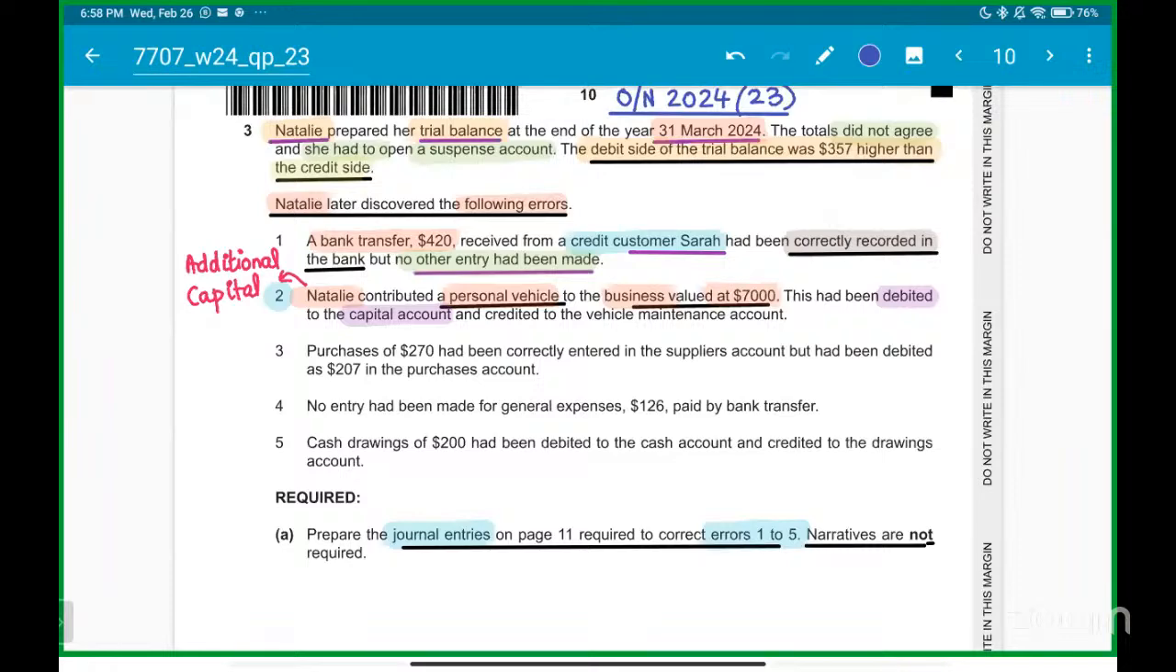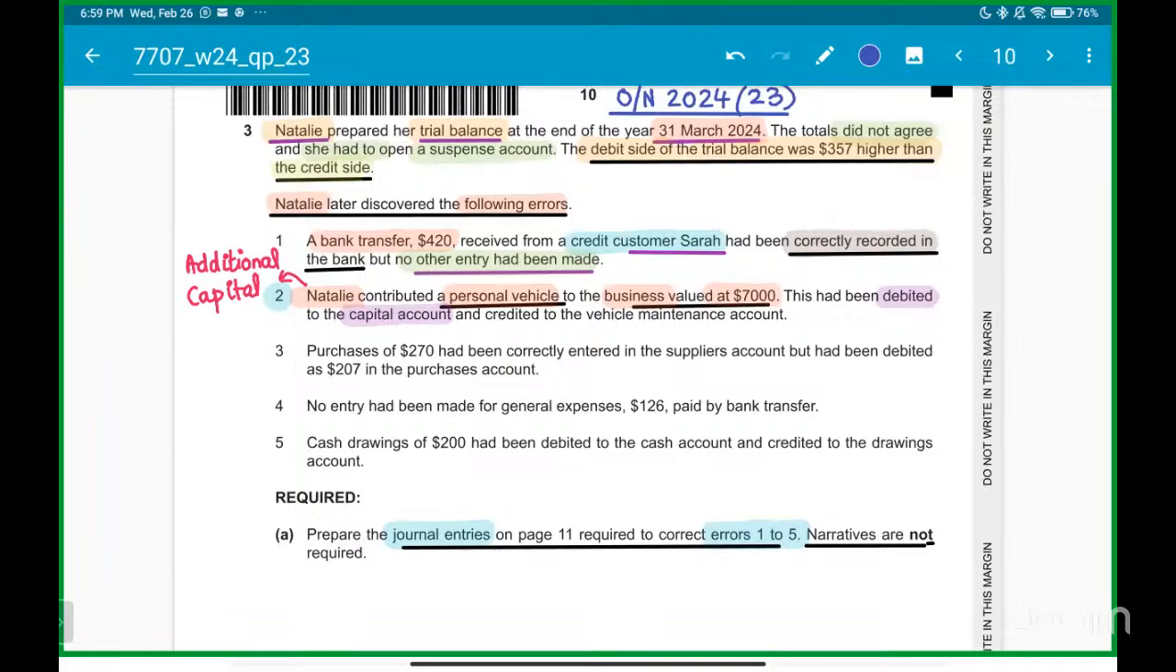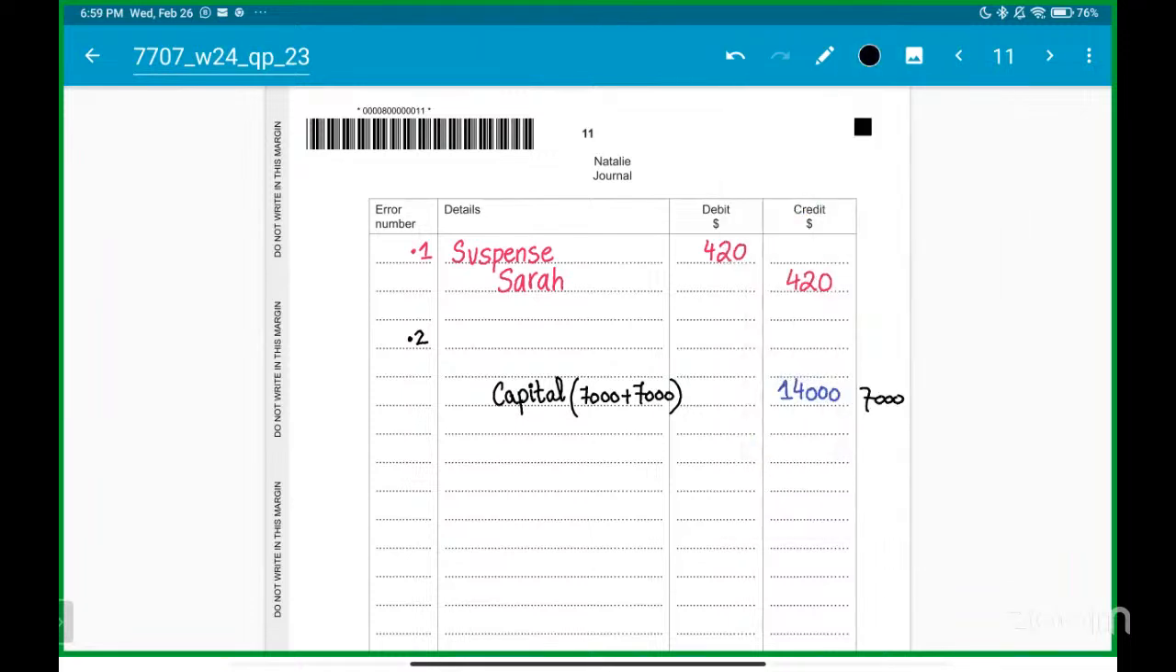Capital is always credited. Capital always increases on the credit side. Because capital always increases on the credit side, and they have recorded on the debit side, I have to record it on the opposite side, which will be the credit side. But if I record only 7,000, that is nullifying the error, finishing off the error. But the transaction will not be recorded.